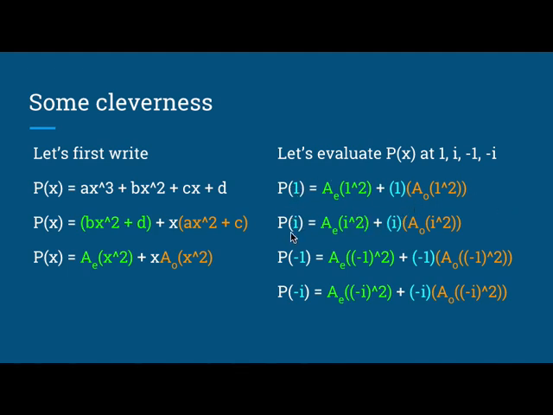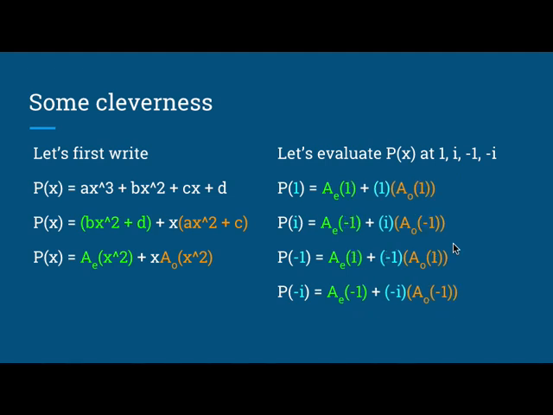I'm going to plug in i next in place of x. P of i is AE of i squared plus i times AO of i squared. And similarly the next two equations. But these are the fourth roots of unity, and now I'm squaring them inside here. Squaring the fourth roots gives me the second roots. And that's exactly what happens on the next slide. All of a sudden, I've gotten rid of the i's and minus i's in here. I have them outside here, but I've gotten rid of them inside. This is the magical part.